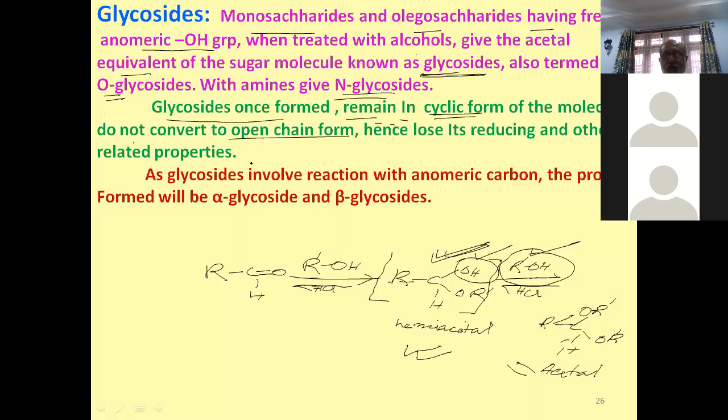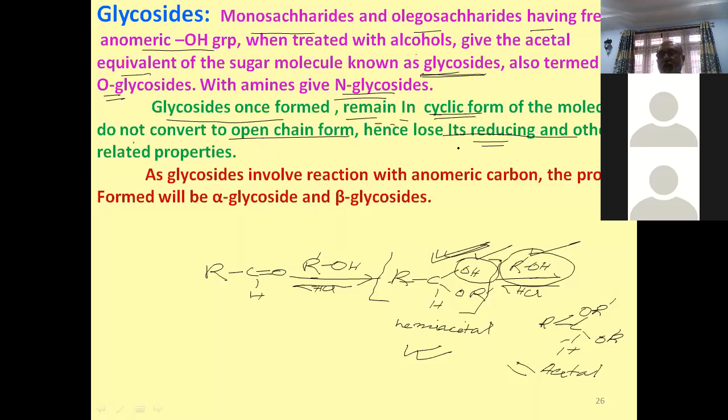Okay, why it does not convert, we'll just see. Hence, it loses its reducing property, because that reducing property is because of what? That OH group was the anomeric OH group converted into that open chain aldehydic form. So that aldehyde was responsible for reduction, but here it is not converted into aldehyde anymore, because there is a methyl group or any other alkyl group attached there to oxygen.